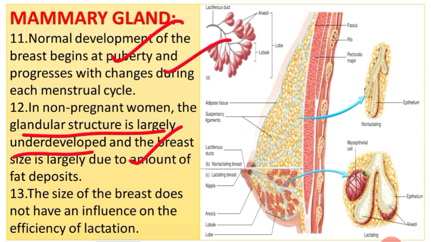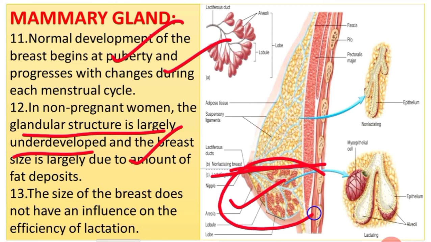See the picture. In this picture, the upper portion is the non-lactating breast, the lower portion is the lactating breast. We just merged two diagrams. Lactating breast is a breast which expels the milk outside, right?